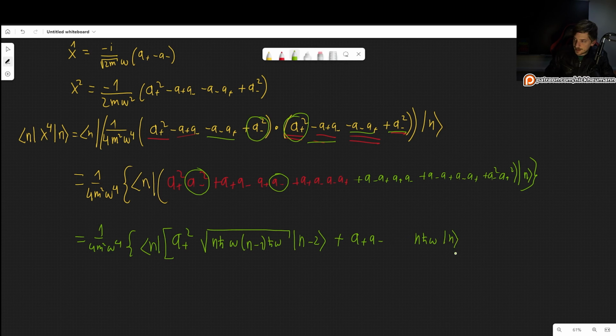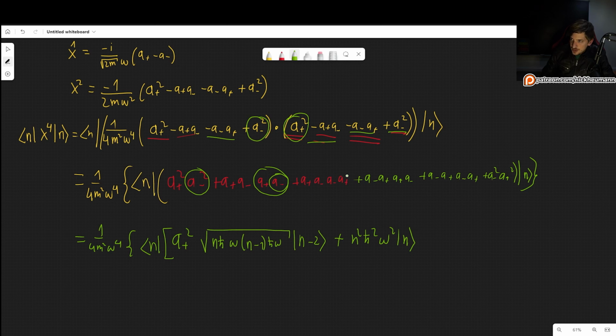So state n. And then we want to apply a plus, a minus, again. And that is what we just applied. So we just applied a plus, a minus, and we got n h bar omega. So we are going to get another time n h bar omega. So we get n squared h bar squared omega squared in state n. Okay, what about these other cases?